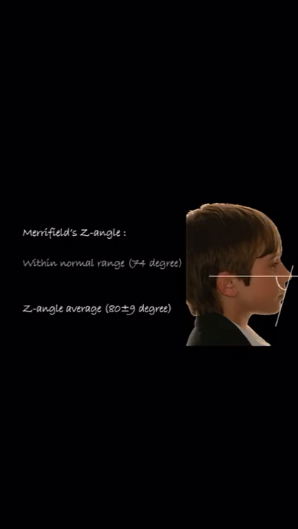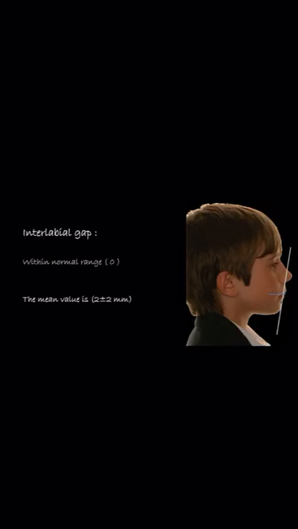Then Merrifield Z angle, the average is 80 plus or minus 9 degrees. So in this patient it was measured at 74 degrees, so we can say it is within normal range. Then we have interlabial gap. The mean value here is 2 plus or minus 2 mm. So in this patient it was 0, have no gap and within normal range.